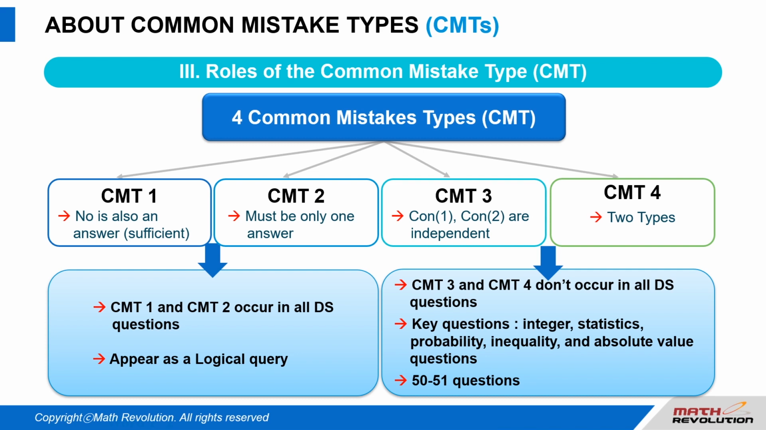In summary, CMT 1 and CMT 2 appear in all DS questions, while CMT 3 and CMT 4A and B appear in questions related to inequality, probability, absolute value, integer, and statistics, and are critically important to achieving a score of 50 or 51. You need to fully understand CMT 3 and CMT 4 to get a score of 50 to 51.